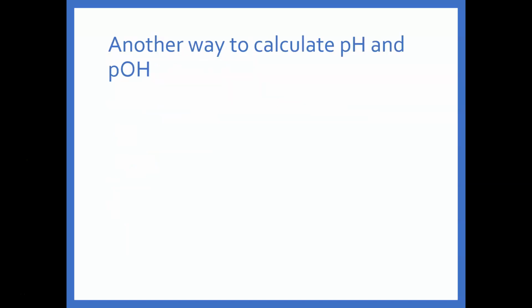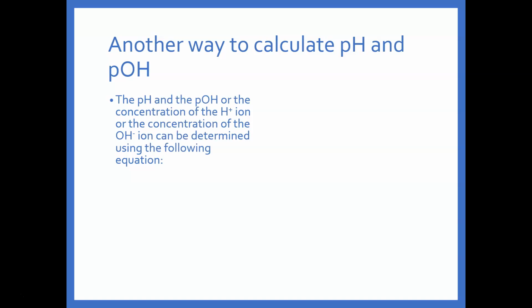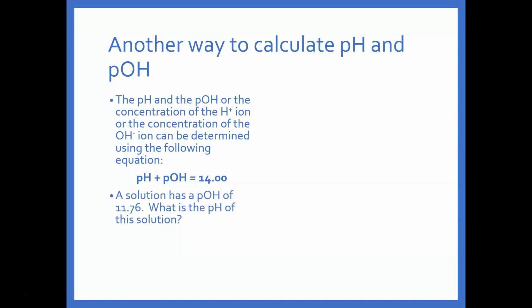Now there is one last way to calculate pH and pOH that we haven't talked about yet because they're connected to each other. So the pH and the pOH, or the concentration of hydroxide ions or the concentration of hydronium ions, can be determined using the following equation. pH plus pOH equals 14. This handy equation allows us to connect pOH and hydroxide ions to pH and hydrogen ions. So a simple example, a solution has a pOH of 11.76. What is the pH of this solution? So that means pH plus 11.76 is 14. So after some subtraction, we're going to get that the pH is 2.24.